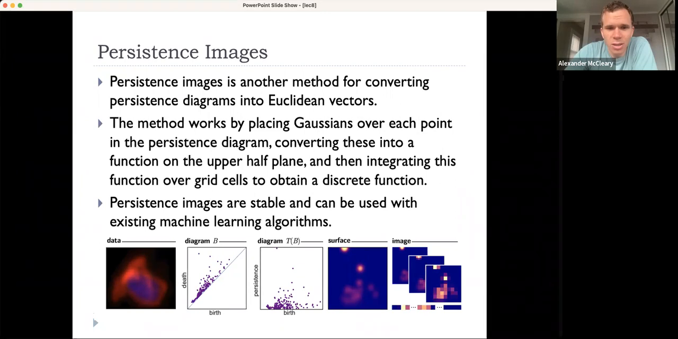And so persistence images are also stable, just like persistence landscapes, and they can be used with existing machine learning algorithms as well. So these are two different techniques for vectorizing persistent homology. Both are widely used and are pretty successful.